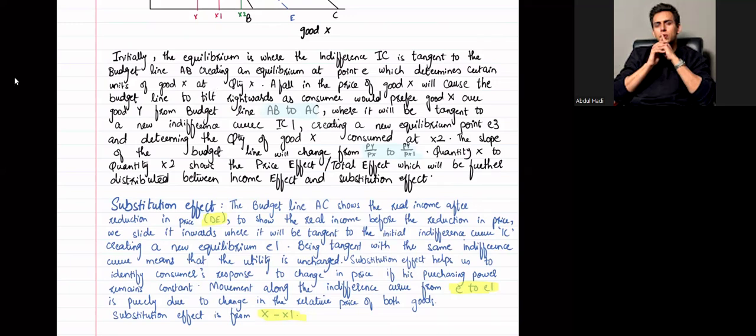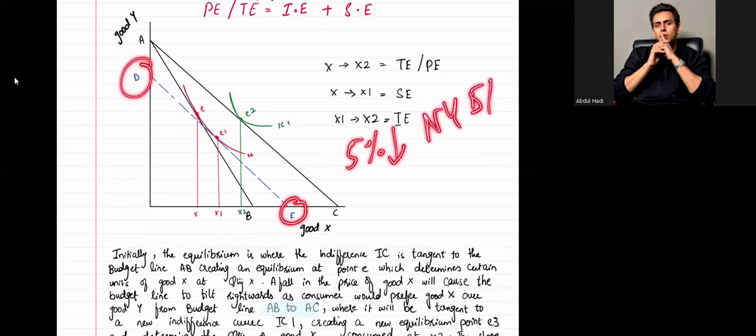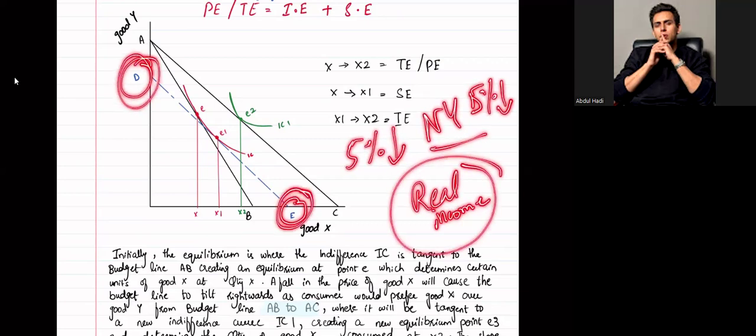Sir, in the substitution effect, it's written the person's purchasing power remains constant. No, like I told you, according to this diagram, the DE part is an imaginary line which shows that keeping your real income unchanged, if your price level falls, which means that if your price level is falling by 5%, your nominal income is also falling by 5%, which means that your real income is unchanged. Your real income is the same. So this is what this line is representing.